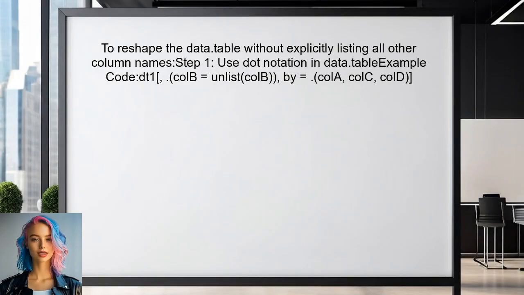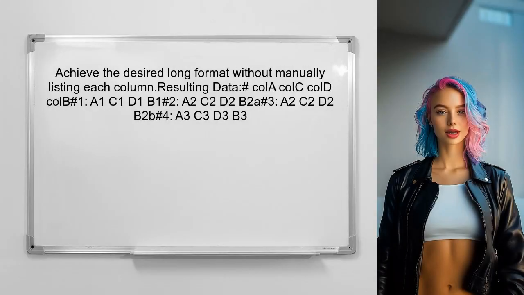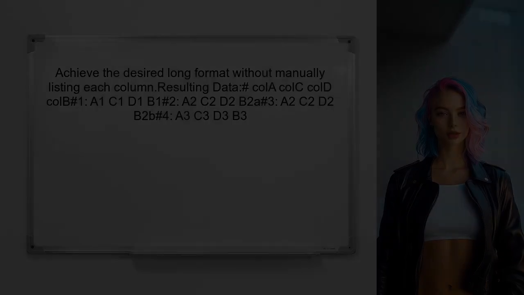To reshape the data.table without explicitly listing all other column names, the user can utilize the dot notation in the data.table package. This allows for a more dynamic approach. However, to avoid specifying the other columns, the user can use the setdiff function. This function helps to automatically select all columns except for the one being unlisted. This way, the user can achieve the desired long format without manually listing each column. The result will still include all relevant data.